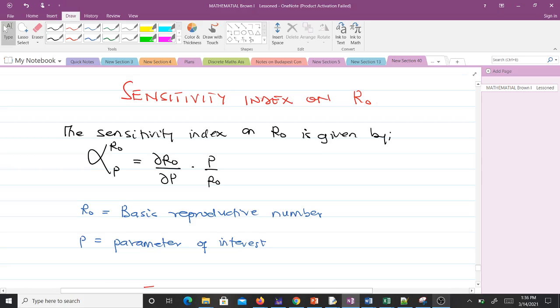Okay, so our main focus is going to be to perform sensitivity index on R naught. You can be given R naught from any of the models that we have, then you can be asked to find the sensitivity index of a particular parameter on R naught. So this is the formula for it. If you are asked to find the sensitivity index of a parameter P on R naught, then the formula is given by del R naught del P times P over R naught, where R naught is the basic reproductive number and P is the parameter of interest. All right, so let us apply this to solve some questions so that the understanding will be clearer.